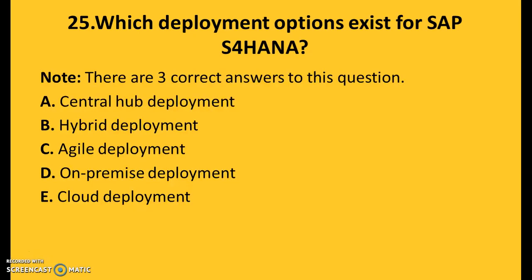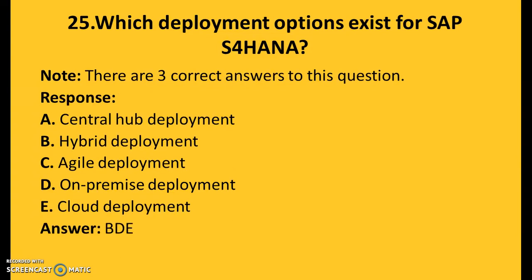quiz. So I stopped the previous session at the 24th question. So let's start with the 25th question. Which deployment options exist for SAP S4HANA? There are three correct answers to this question. The first one is central hub deployment, hybrid deployment, agile deployment, on-premise deployment, and cloud deployment. You can put down your answer on the paper, and now we are going to check the answer. The right answers are B, D, and E: hybrid deployment, on-premise deployment, and cloud deployment.